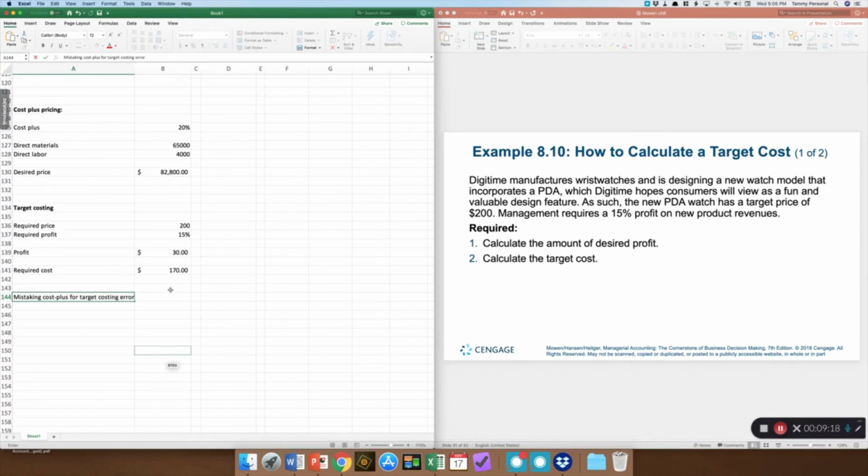So if you say I'm going to have $170 in cost times 1 plus the target profit, that gives you $195.50, which is not the same as 200, even though it's close. It's really important to keep your numerators and your denominators clear for these, and that's why I think it's easiest to do it in Excel, because then if you make a mistake and Cengage tells you it's wrong, you can easily go back and fix how the calculation was going and figure out what you did wrong.